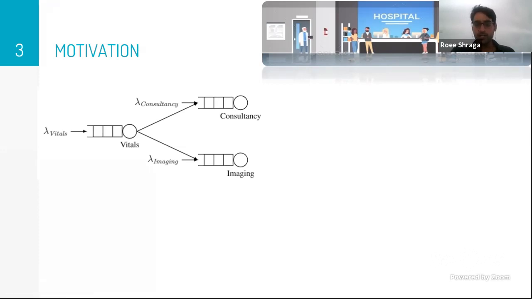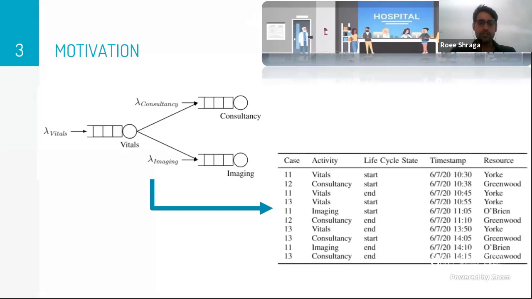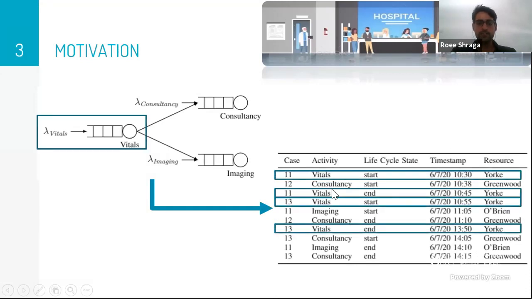And in addition, all these treatment steps are recorded in an event log. The event log contains the start and the completion events for each of the activities, as well as the time that it occurred and the resource that conducted it. For example, the vitals activity has 4 corresponding events in the log.